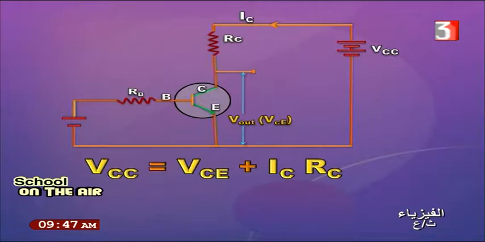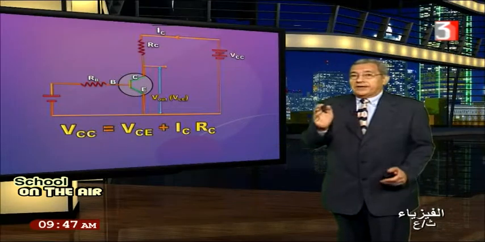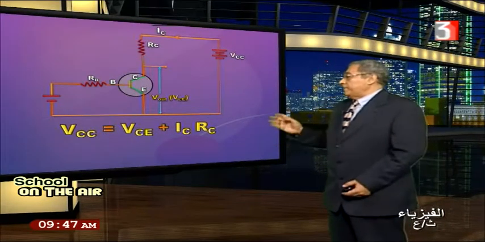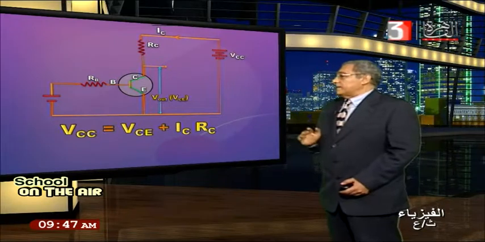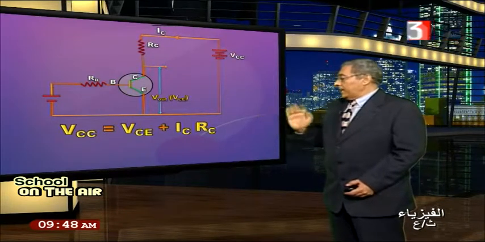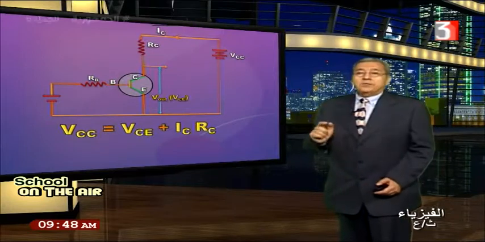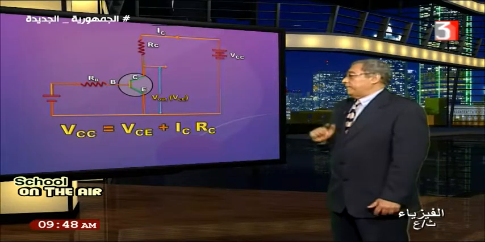Sum of two things equal to a constant. A plus B equals a constant K. For example, A plus B equals 12. If A is 2, B should be 10 to give 12. If A increases to be 4, B should decrease to be 8. So we've got an inverse relation between VCE and IC RC. If VCE increases, IC RC decreases. Why? Because the sum of them will give VCC.